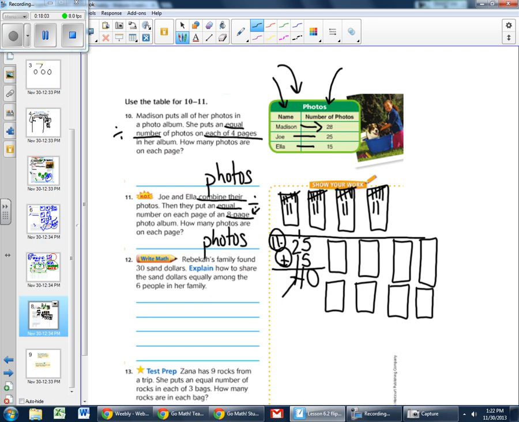Number 12 and 13, I think you can do. Rebecca's family found 30 sand dollars. Explain how to share the sand dollars equally among the 6 people in her family. Okay, so you're going to split the 30 by 6. And then on the bottom, Xana has 9 rocks from a trip. She puts an equal number of rocks in each of 3 bags. How many rocks are in each bag? So you have 9 rocks, 3 bags. Okay, so you have 9 divided by 3.